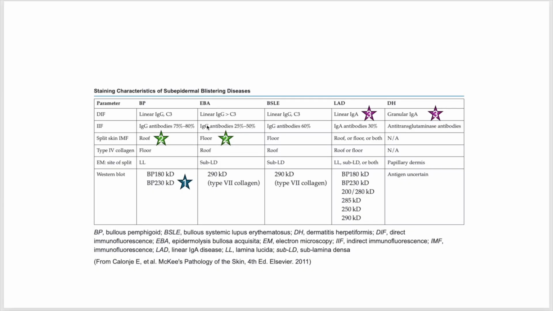And number 3, if you see the deposition is IgA, you should only have two differential diagnoses. One is the linear IgA, as the name implies, it has a linear deposition. And if you see a granular IgA, that is dermatitis herpetiformis. At the level of pathology residency, I don't think you need to remember bullous lupus in this category. Just remember those 4.